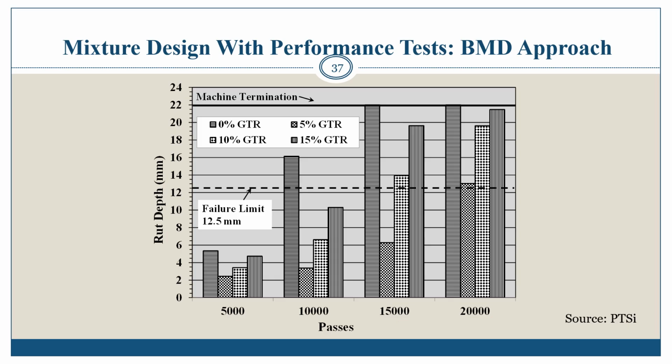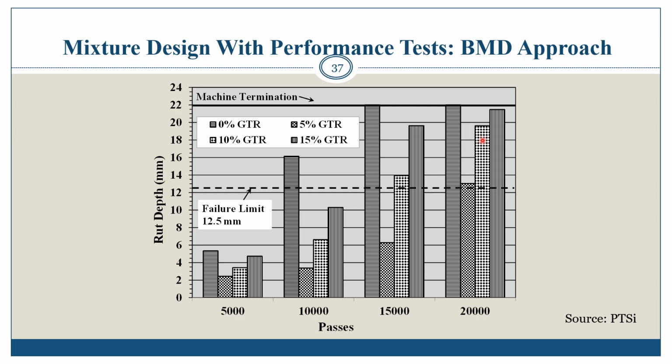For the purpose of our balanced mix design consideration, we chose the Hamburg wheel tracking test to look at the performance of these mixtures with these different binders in permanent deformation, or rutting performance. So we look at rut depth, where typically the failure limit is 12.5 millimeters after 20,000 cycles. We did 5,000, 10,000, 15,000, and 20,000 passes on the Hamburg wheel tracking device.